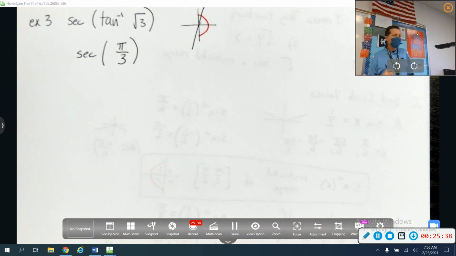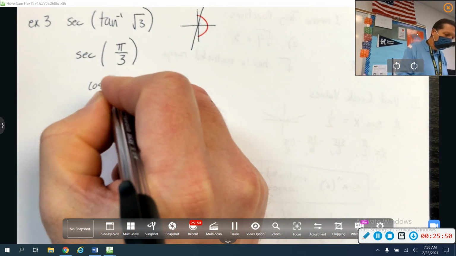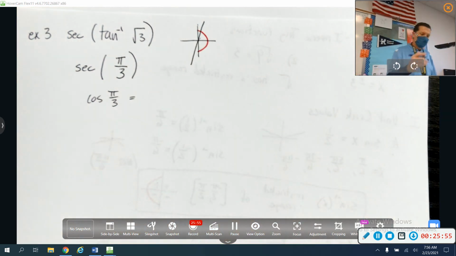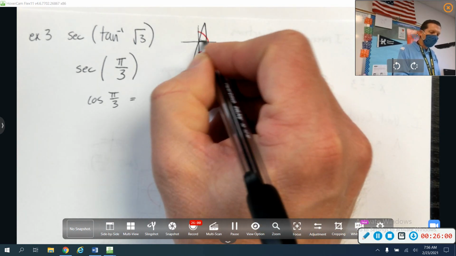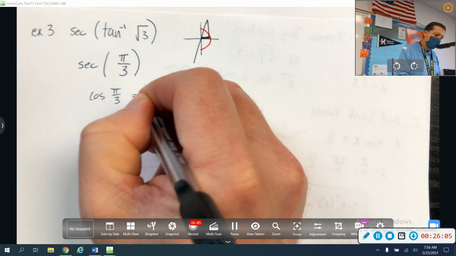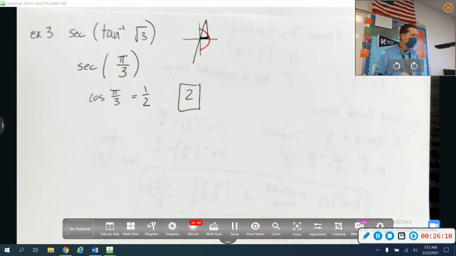And then the secant of pi over 3. Secant, I don't want to mess with secant. I'd rather do cosine. Let's do cosine of pi over 3, but flip it over. So cosine of pi over 3 is, I've got a picture of pi over 3 right there. That might help. Cosine is the x-coordinate. That would be the short side. Short side's always 1/2. But secant means flip it over. So the answer would be 2.